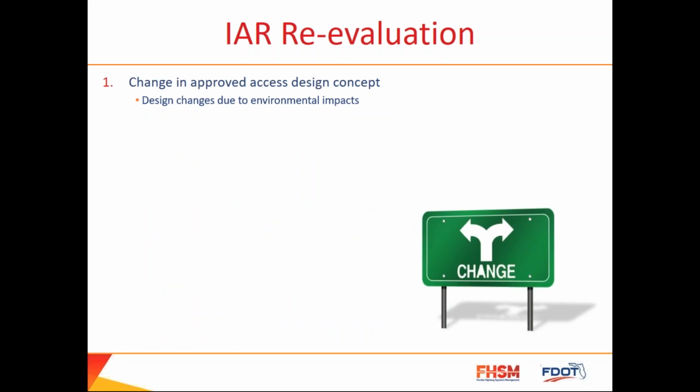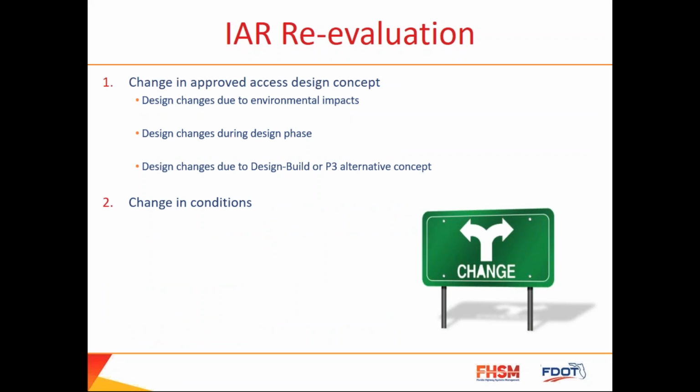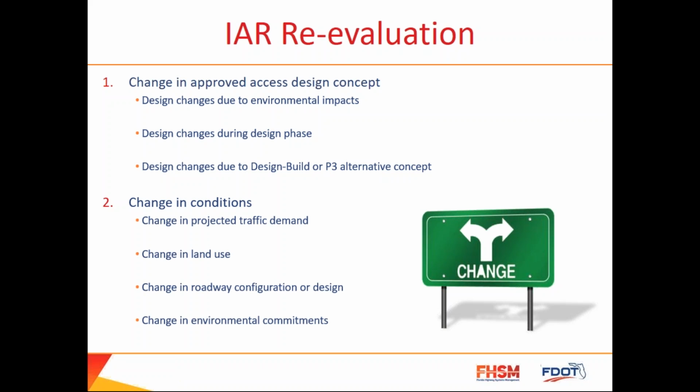If there's a change in approved access design concept, these can be due to environmental impacts, changes during the design phase, changes during the design build or P3 concept. If there's a change in conditions, we look to see if there's a change in projected traffic demand, a change in land use, if there's been any changes in roadway configuration or design, and finally, if there's any environmental commitments that we need to make note of.